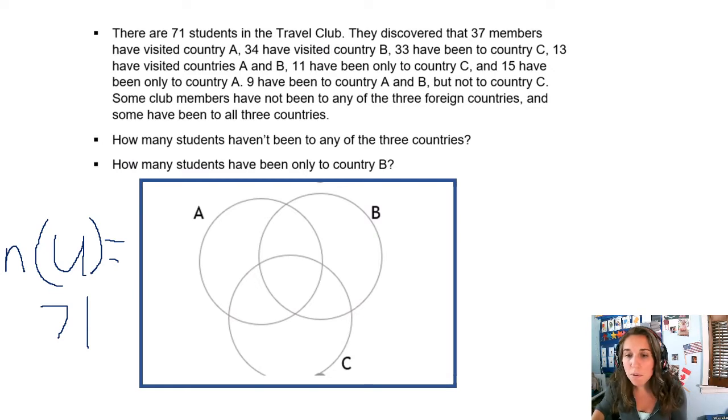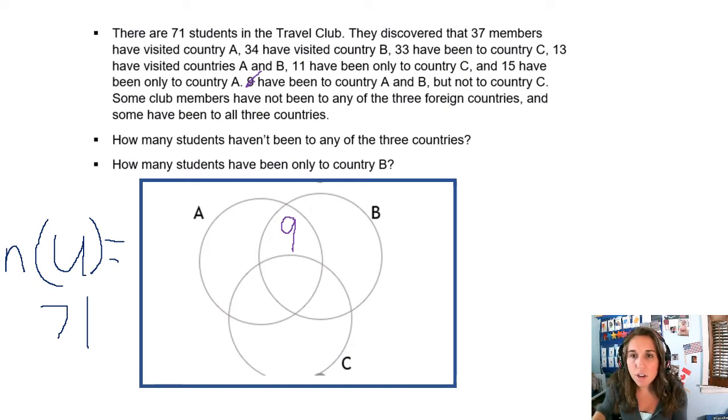If you remember, before I said that this piece is going to be really useful. 9 have been to country A and B, but not to country C, okay? So we know this small piece right here, country A and B only, has 9 students. So we can fill that in, and I'm going to cross out the 9. As I use pieces of information, I'm going to cross them out.